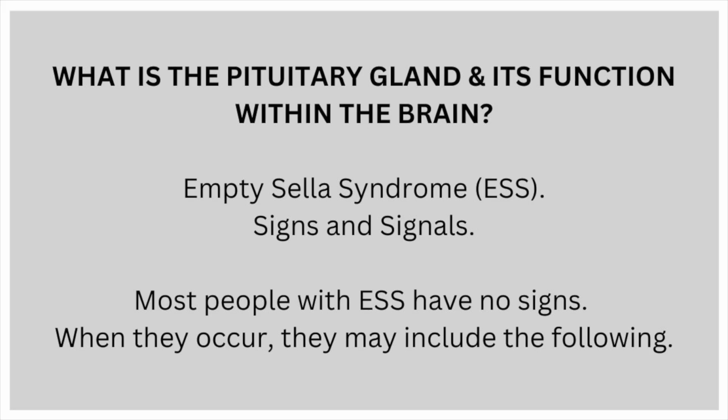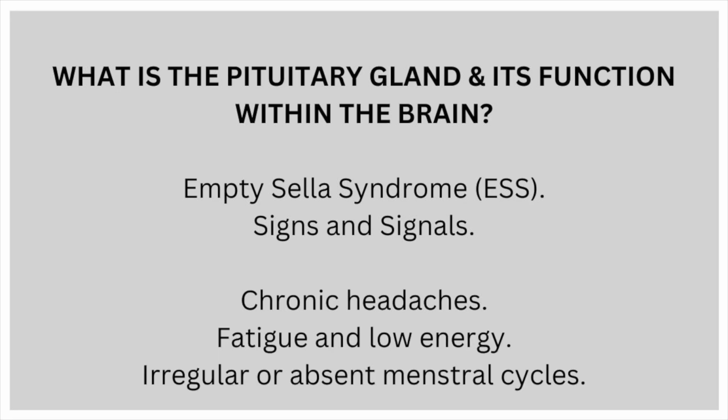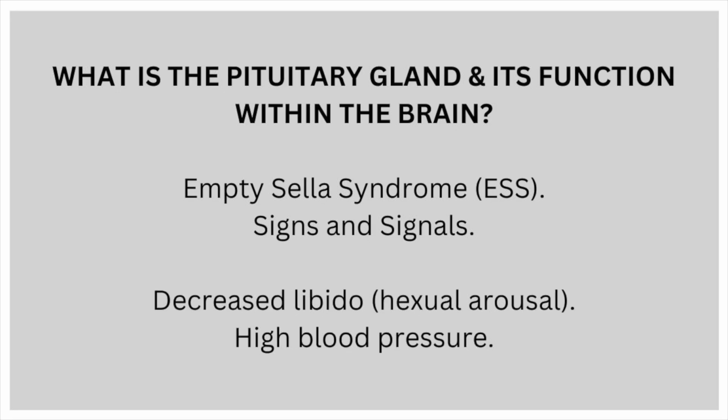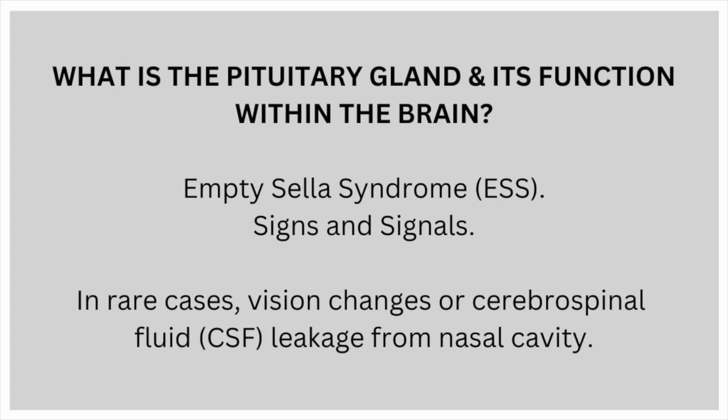Empty sella syndrome. Signs and signals. Most people with ESS have no signs, but when they do occur, they may include the following: chronic headaches, fatigue and low energy, irregular or absent menstrual cycles. You'll be seeing decreased libido and arousal, also high blood pressure. In rare cases, you'll be seeing vision changes or cerebrospinal fluid leakage from your nasal cavity.